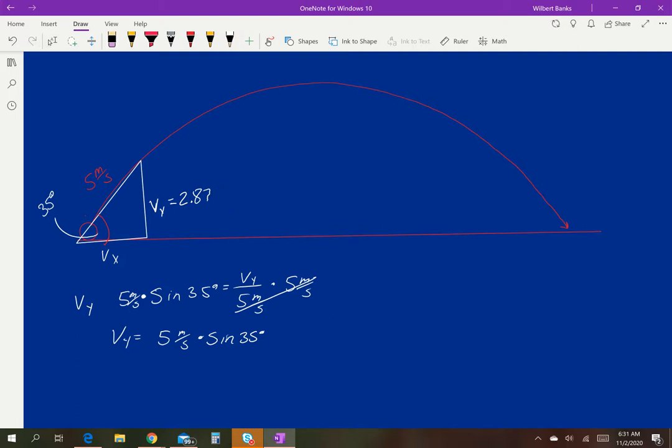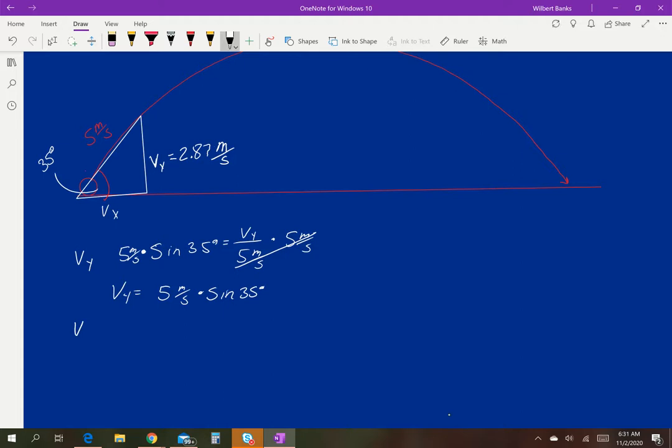The writing looks kind of funny, so let's look at these units better. Then I'm going to figure out Vx. That's going to be my cosine. And once I do the manipulation on that, you'll get basically the same thing. It'll be 5 times the cosine of 35. So Vx, if I go 5 cosine 35, that equals 4.09 meters per second. So I have the answers for both of those guys.